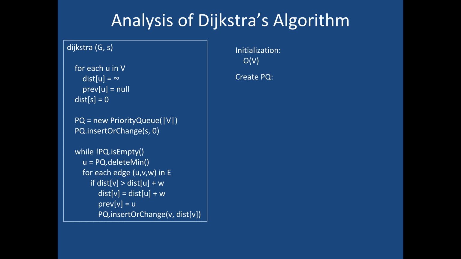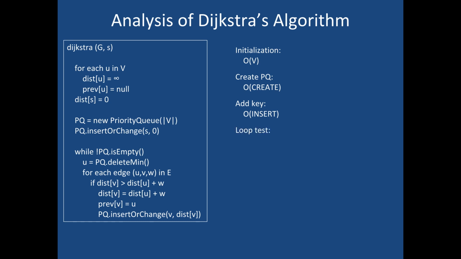We have to create the priority queue, and that depends on what kind of priority queue we use, so I'll just leave that unbound. It's going to cost whatever creating costs. Then we do that single insertion of 0, and I'm going to call that the cost of inserting into the priority queue, because that will depend on the representation.